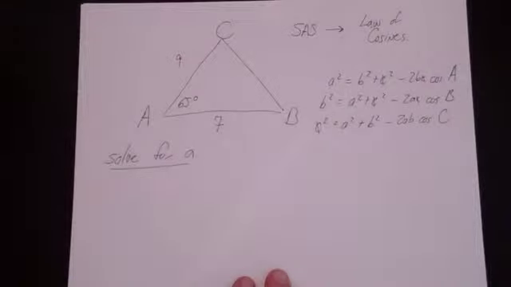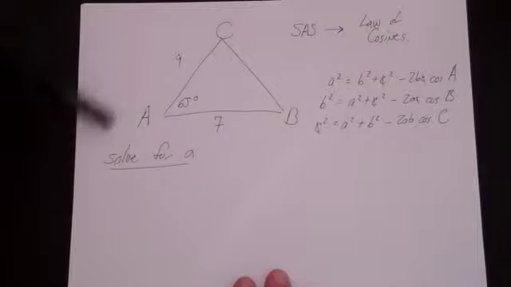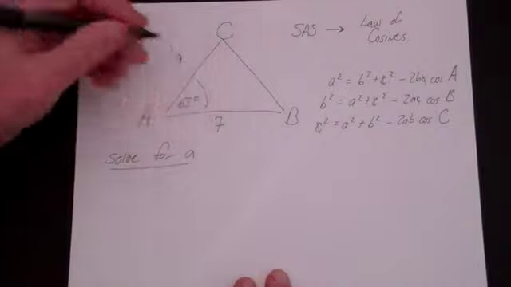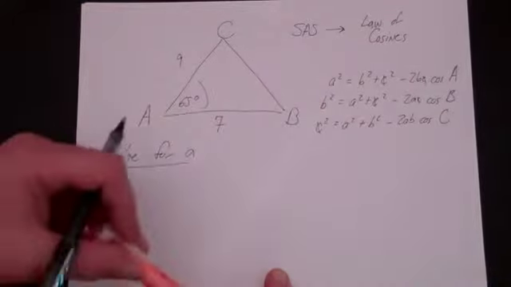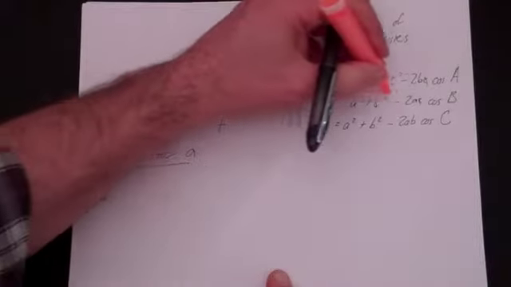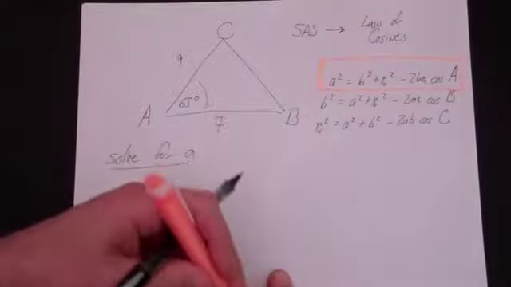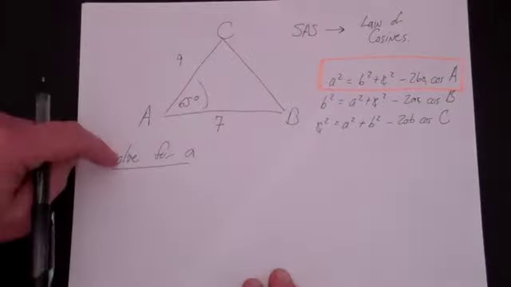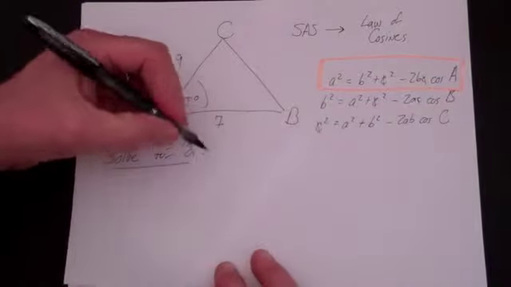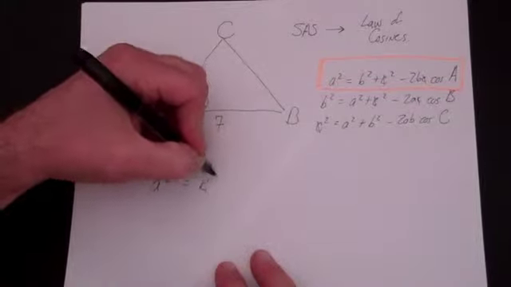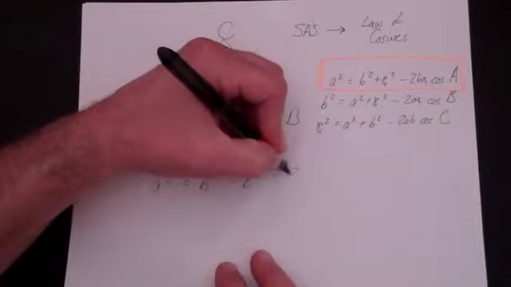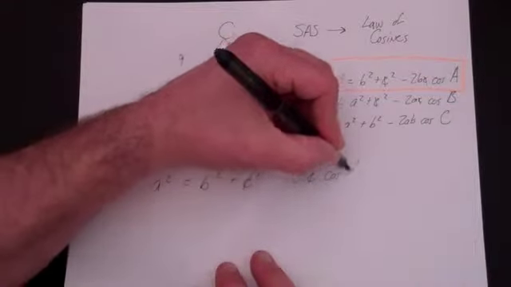We have to decide which of these three formulas to use. It doesn't matter if you use the wrong one because it won't work, and you can just back up and use a different one. In this particular case, I have angle A, so to start with I'm going to assume I'm going to use the one that has the angle A. And in fact, that's a pretty good assumption. So I'm going to use this formula and plug it in: a squared is equal to b squared plus c squared minus 2bc cosine A.